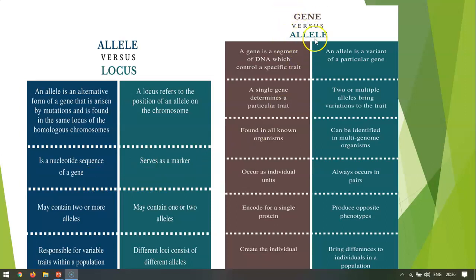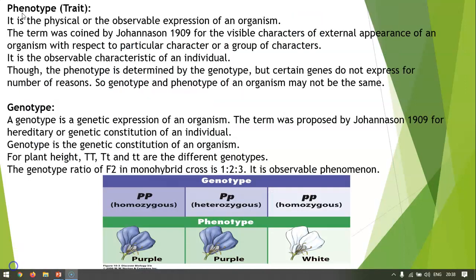When you talk about genes and alleles, a gene is a segment of DNA which controls a specific trait, and an allele is a variant of that particular gene. A single gene determines a particular trait. Two or multiple alleles bring variation to a particular trait. You can pause the video here and go through the points that are jotted down to have a clear idea about these terms. Quickly moving to the next important terms, that is phenotype and genotype.